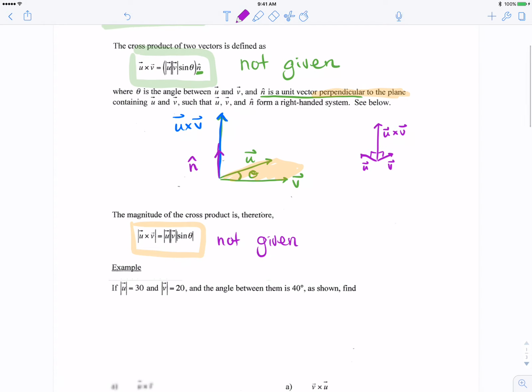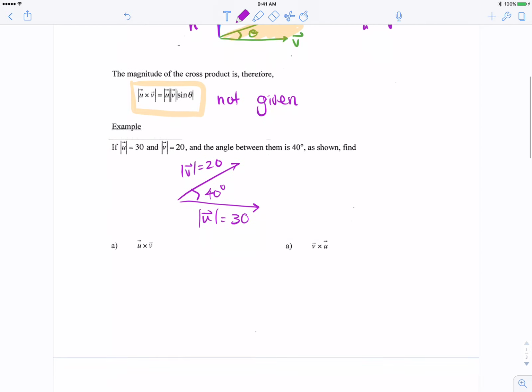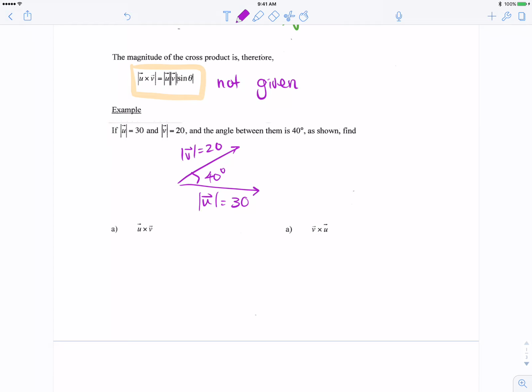And here's our first example. If I give two vectors, and I'll have to draw them out because I did not include the diagram, vectors U and V. We'll say that V has a length of 20, and U has a length of 30, and they are 40 degrees between each other. We're going to compare the three different types of calculations we have seen before. U cross V versus V cross U.